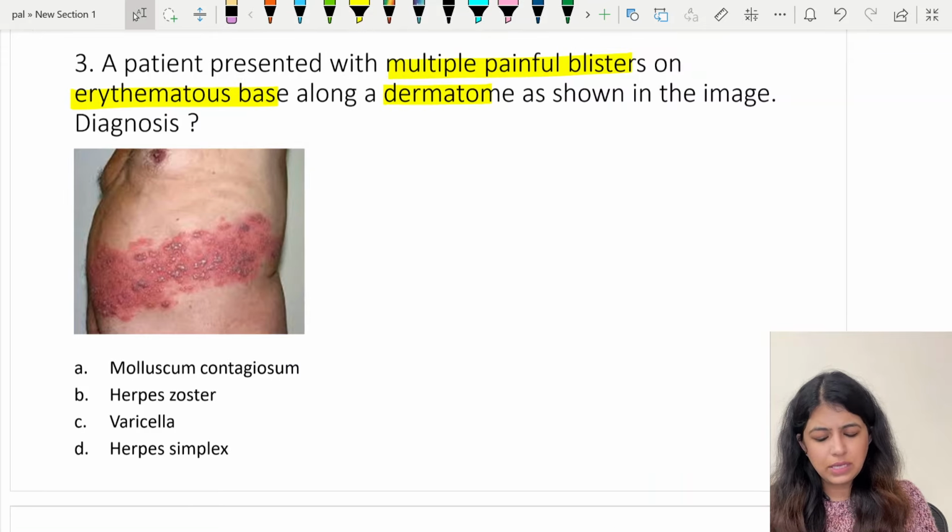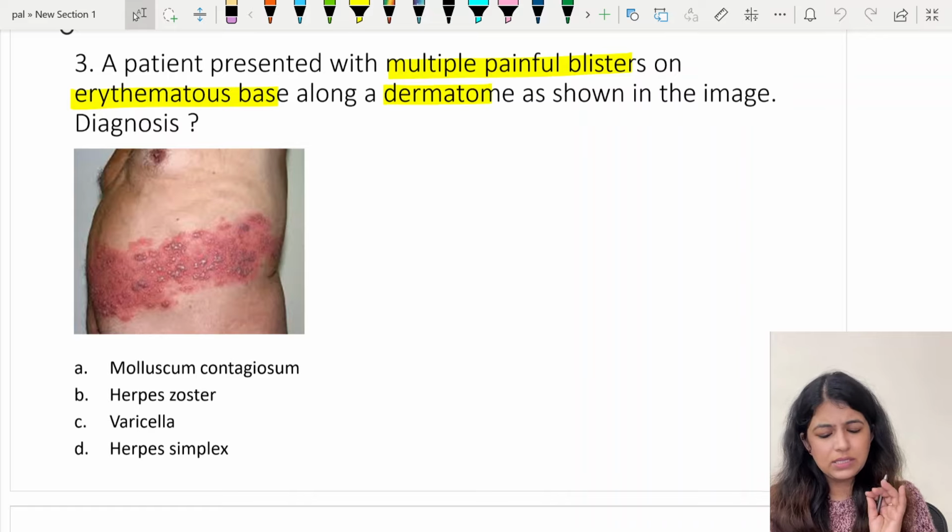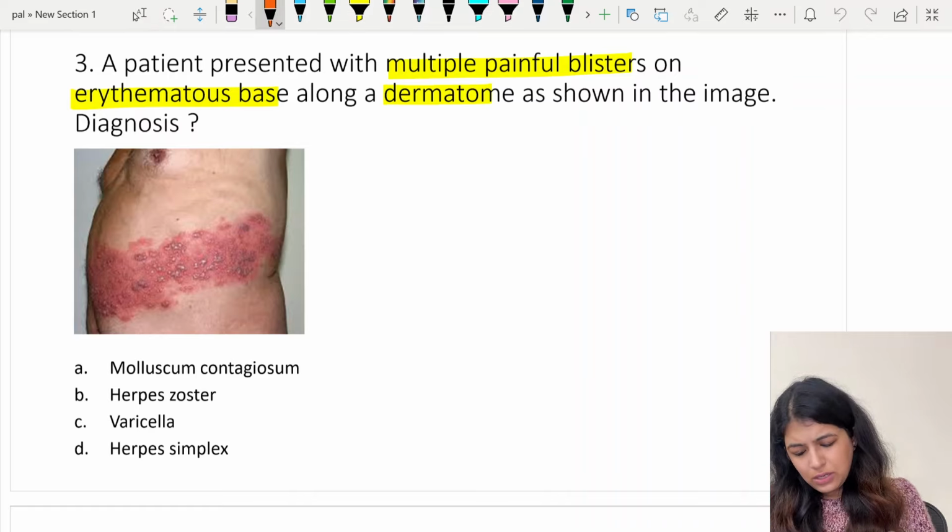What is the diagnosis? Now, this question is giving you everything that you need to know in the text only. Even if the image was not given, I would be able to answer the question just based on what the text is telling you. Still, let's look at the image.